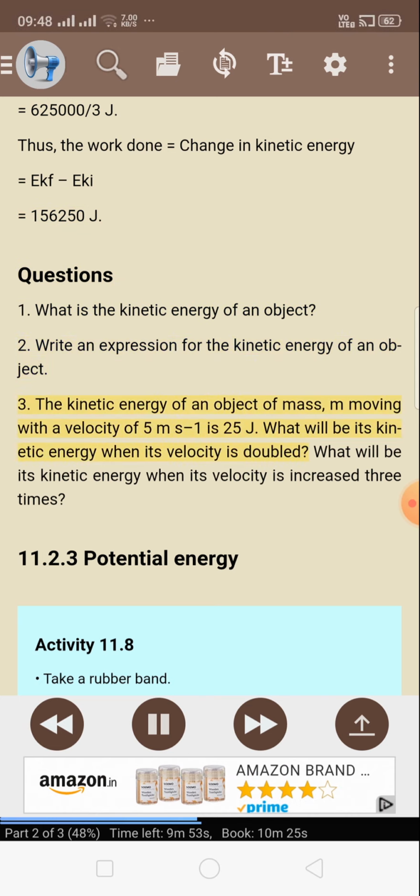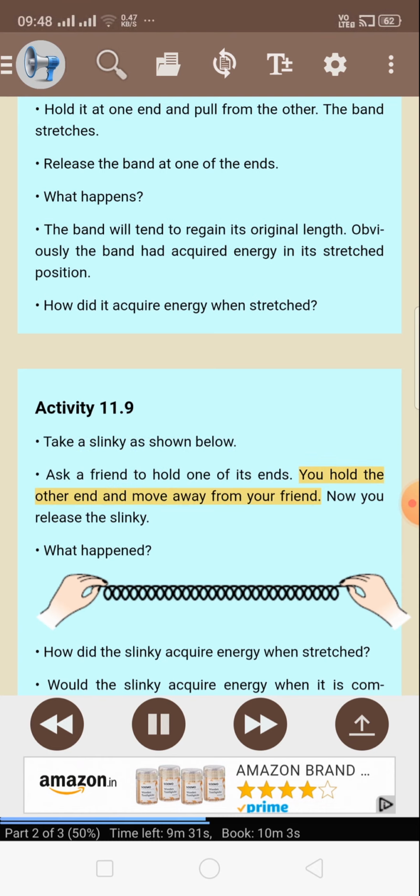Activity 11.9. Take a slinky as shown below. Ask a friend to hold one of its ends. You hold the other end and move away from your friend. Now you release the slinky.